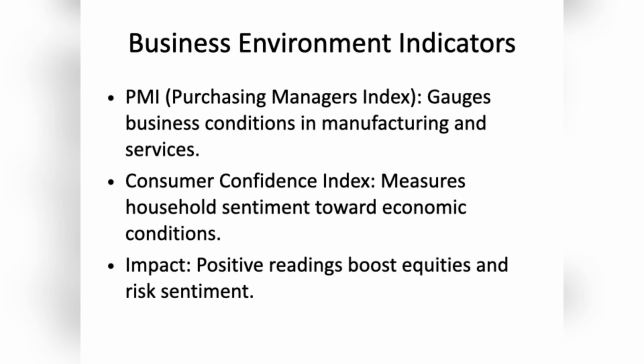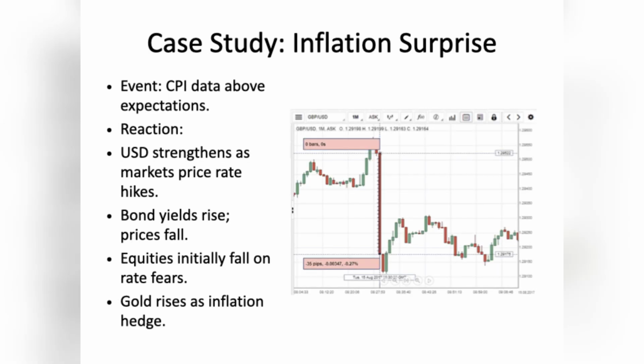Let's bring this all together with a practical case study. Imagine this scenario: U.S. CPI data is released and it's significantly above market expectations. Here's the typical chain reaction. The USD strengthens instantly as traders price in a more aggressive Federal Reserve. Bond yields spike and prices fall on the expectation of higher rates. Equities might sell off initially because higher rates make borrowing more expensive and can slow down corporate earnings. And gold, a classic safe haven, often rises as investors seek protection from inflation.